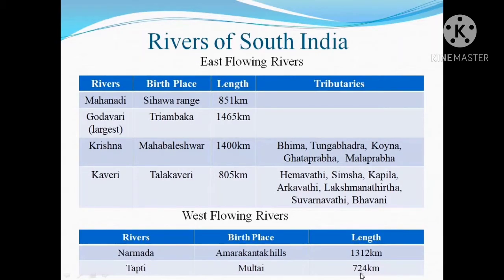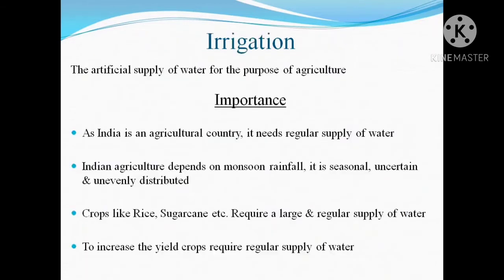Okay. Other than this, Mandovi, Sabarmati, Zuari, Bedti, Sharavati, Kali, Netravati, and Periyar. These are other small rivers which are flowing towards the west. And now we have to discuss irrigation.